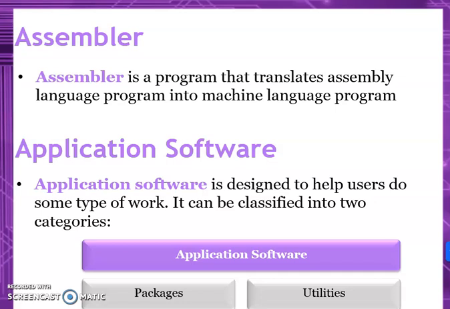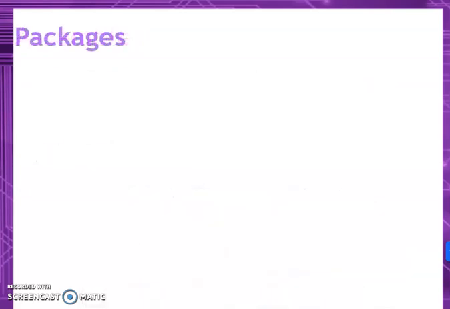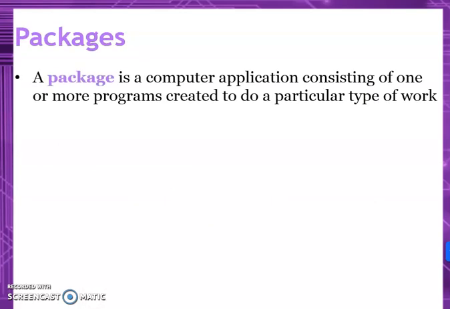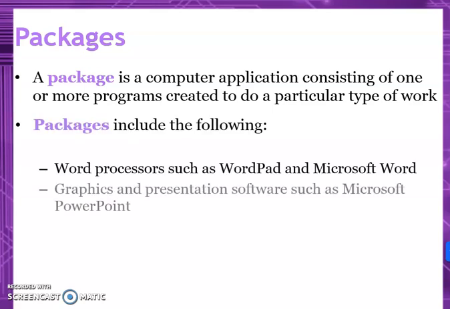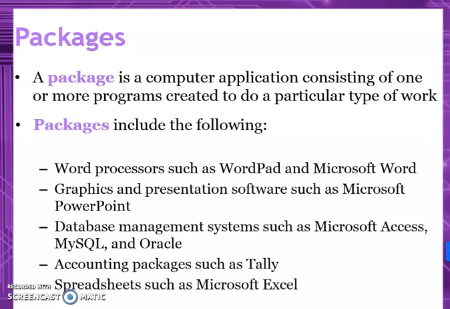In application software, there are two types: packages and utilities. Package means a lot of programs in one, they make a group. That is called a package. A package is a computer application consisting of one or more programs created to do a particular task, a particular type of work. Like for typing, we have Microsoft Word, we have WordPad. Both are word processors.